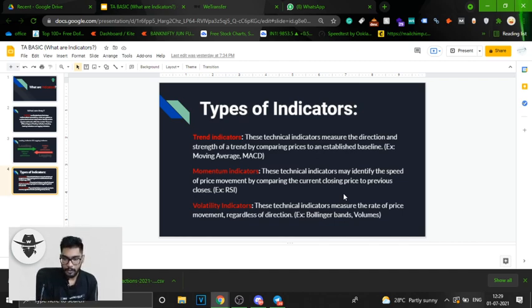Now, examples are Bollinger Bands and volumes. Volumes are something that I personally recommend because it's one of the most commonly used indicators in the market. Now, I am going to dedicate single sessions to all these indicators that are going to help you in the coming days, in the coming episodes, so that you can use them in the live market.